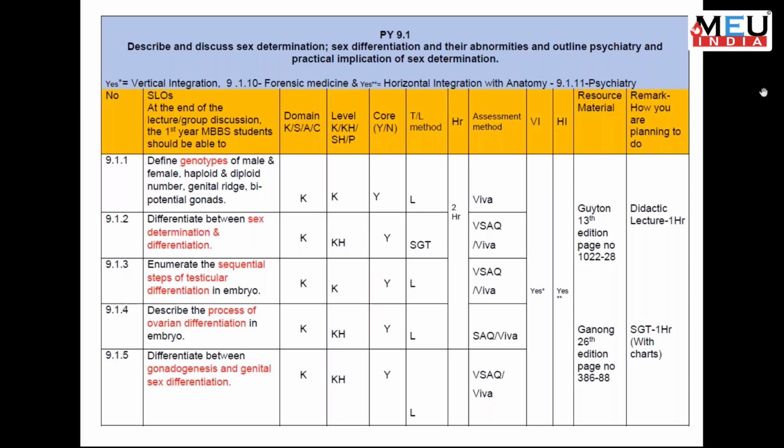Dr. Charu, you can just read out all the competencies. No need to read out the whole table, but at least you can read out the SLOs. Okay, sir. So first SLO 9.1.1 is to define genotype of male and female, haploid, diploid number, genital ridges, and bipotential gonads. Second is differentiate between sex determination and differentiation. Third, enumerate the sequential steps of testicular differentiation in the embryo. Fourth one is describe the process of ovarian differentiation in the embryo. Fifth one is differentiate between gonadogenesis and genital sex differentiation.